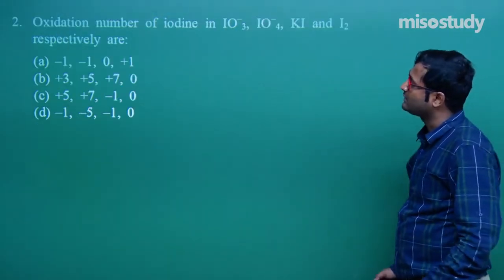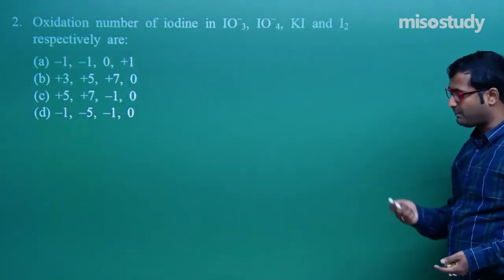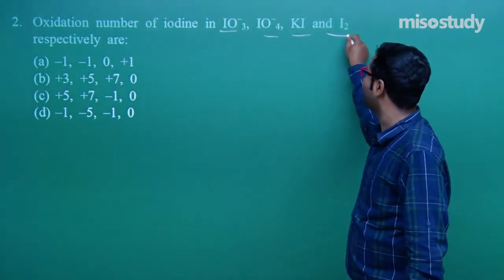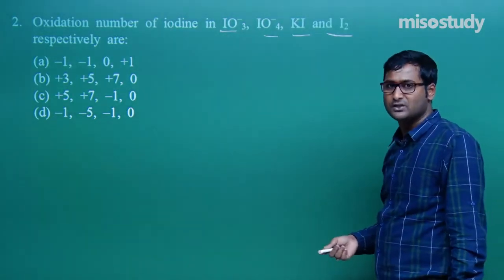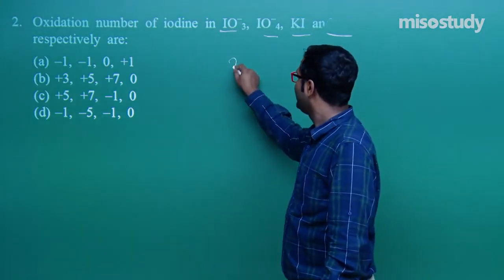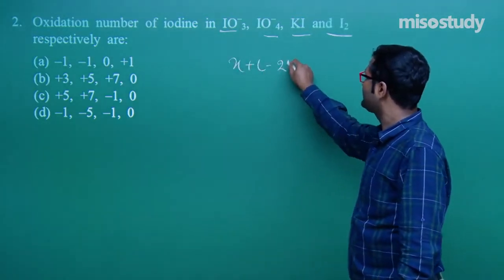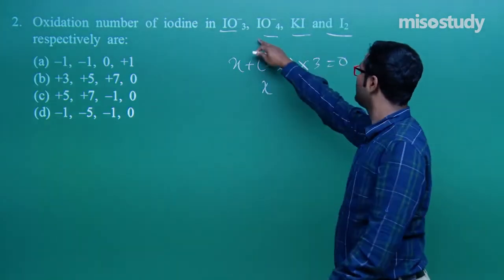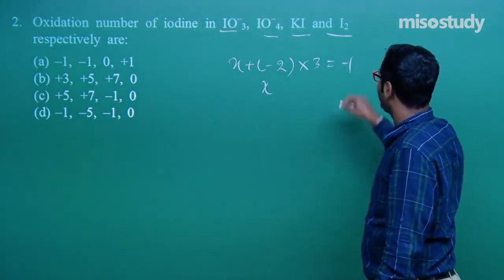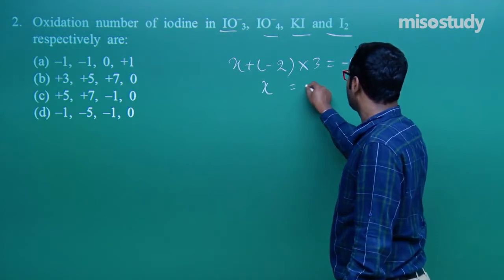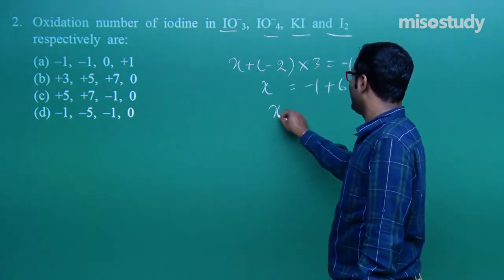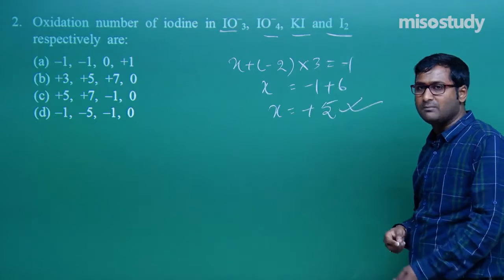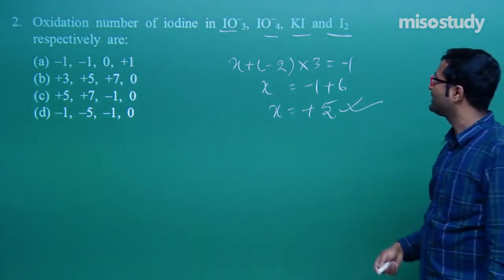Now the next question is: oxidation number of iodine in IO3 minus, IO4 minus, KI and I2. This is one of the simplest questions you can easily solve. x plus minus 2 into 3 is equal to minus 1, so x is equal to minus 1 plus 6. Clear to you? x is equal to plus 5 oxidation state. For IO3 minus, the oxidation state is plus 5.